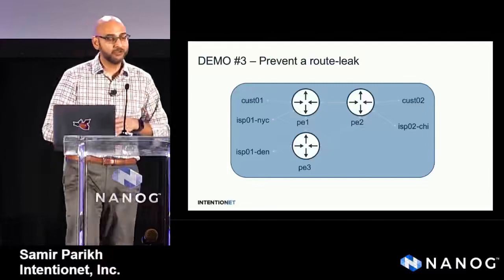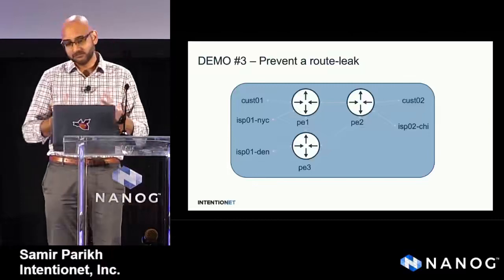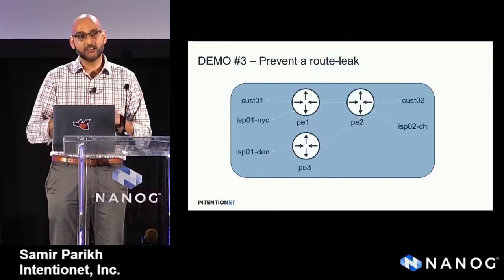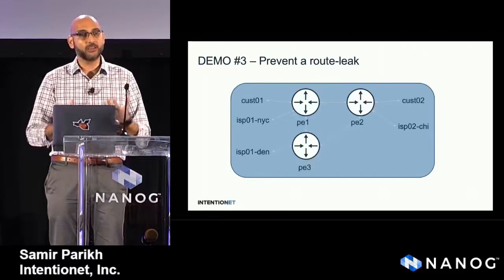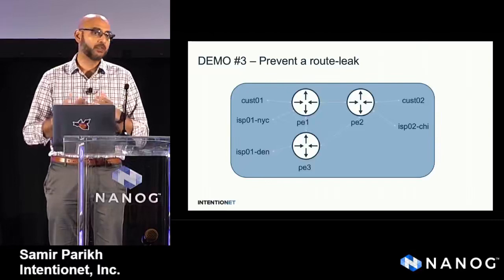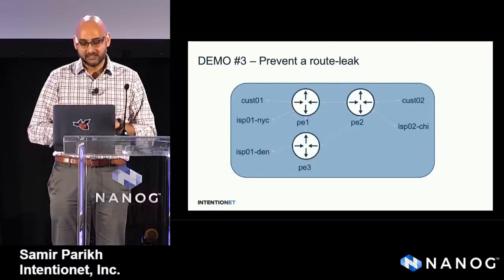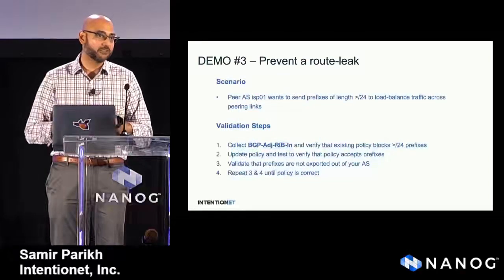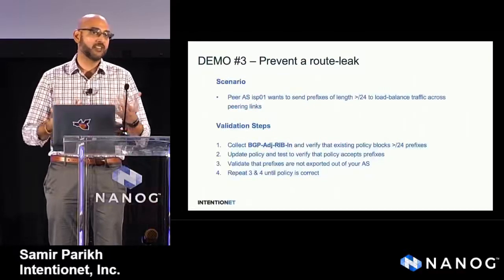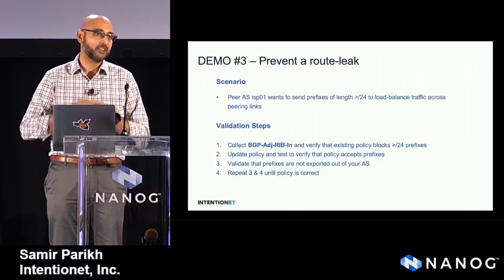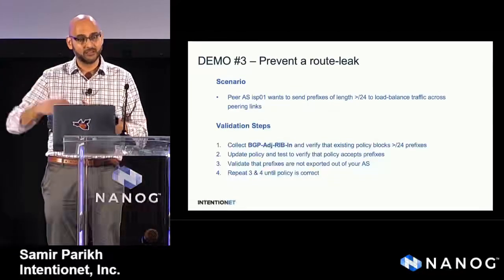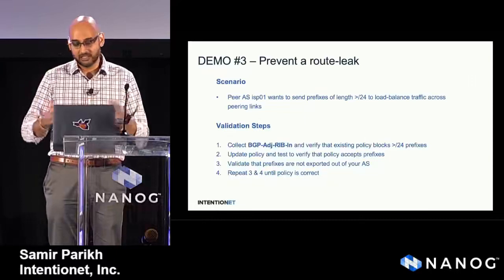So the last demo I want to show you builds on the other ones, it's a little more involved. How do I now look at this and say, okay, I want to make a change. I know it's going to permit certain routes, but I want to make sure I don't leak it. So the scenario I have here is I want to accept certain longer prefixes from a peer because they want to load balance traffic to me, but obviously I don't want to provide that as transit to everybody. I don't want that to leave my network. So I don't want that to leak into the rest of the internet.